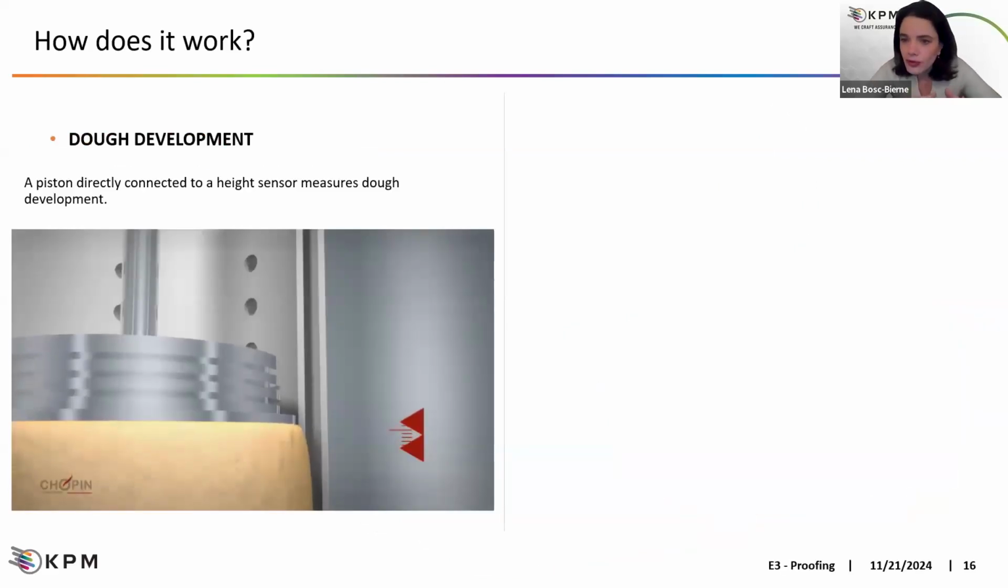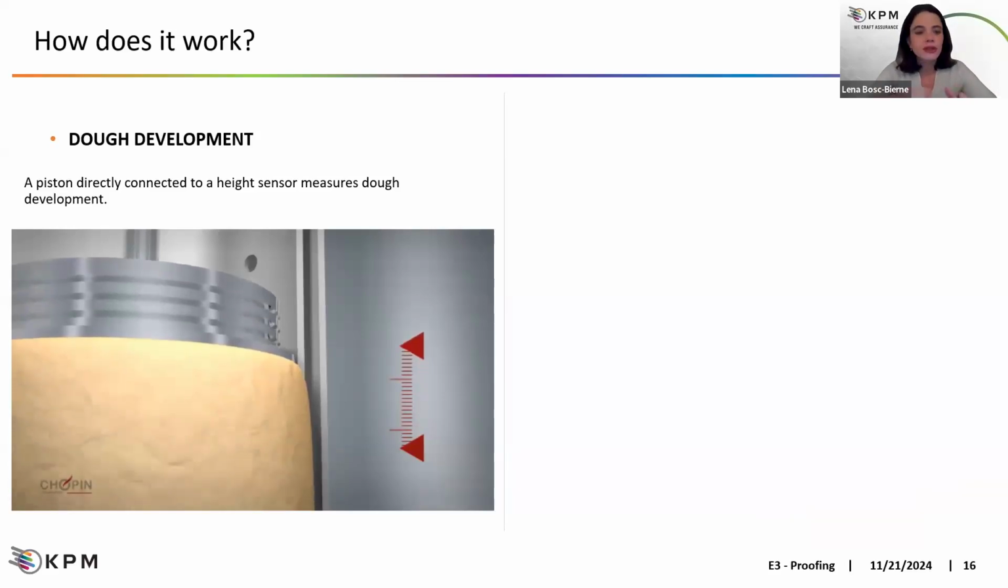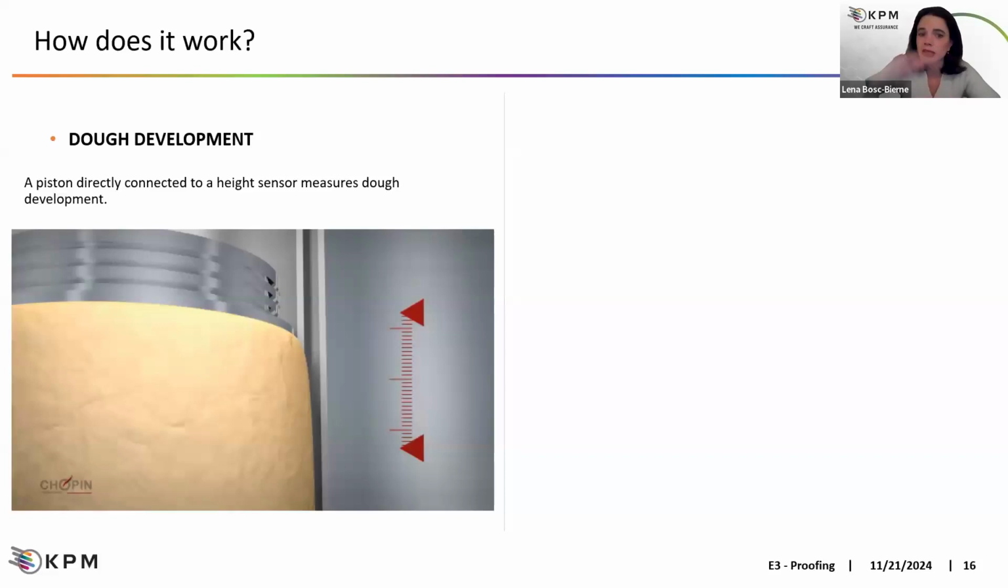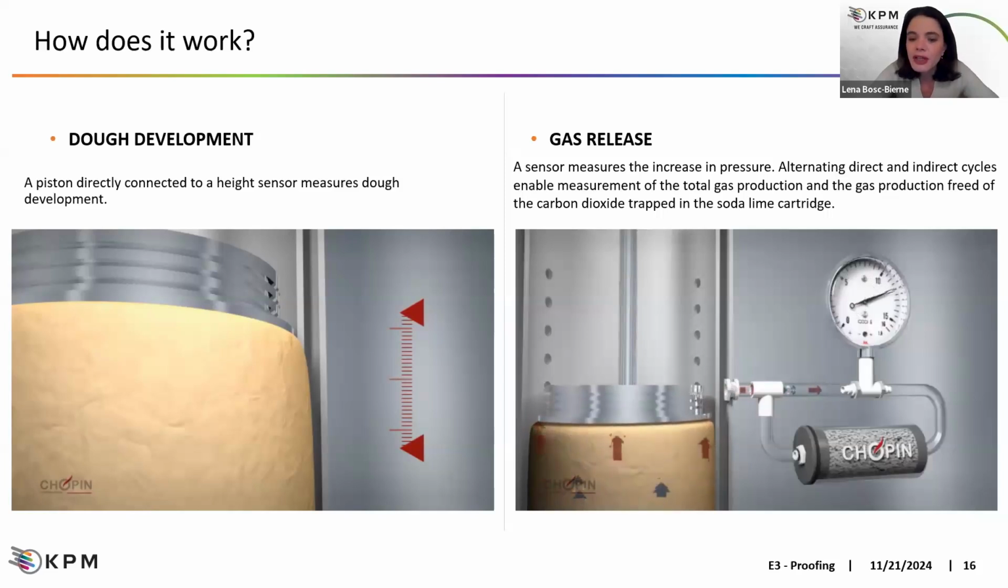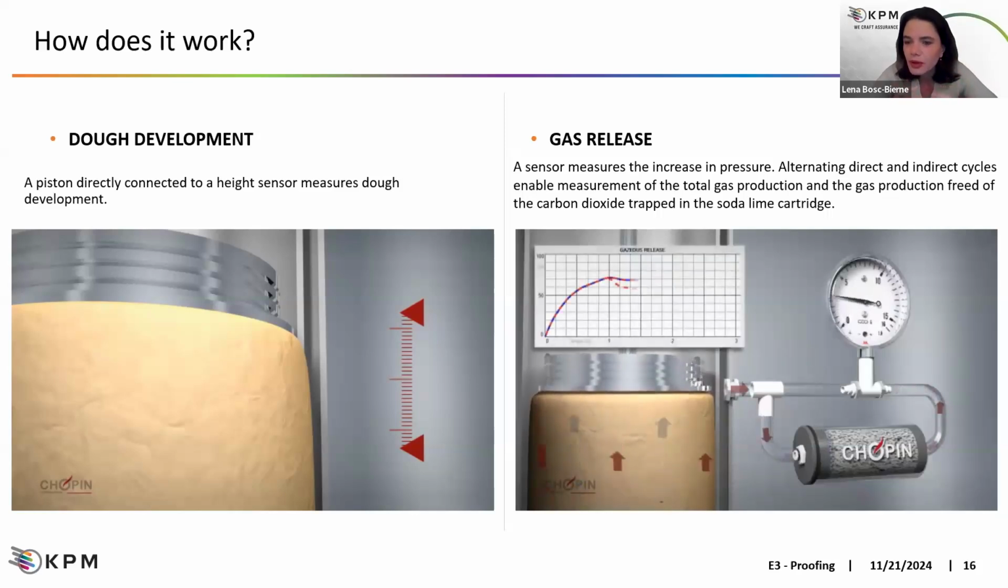How does that work? We will first measure the dough development. So we put the dough into a proofing tank and we put a piston onto it. It is connected to a height sensor that directly measures the dough development. And to explain that, we will measure the gas release information. There is a pressure sensor here that will measure the evolution of the pressure inside the tank. If you produce gas, you will increase the volume, so you will increase the pressure.